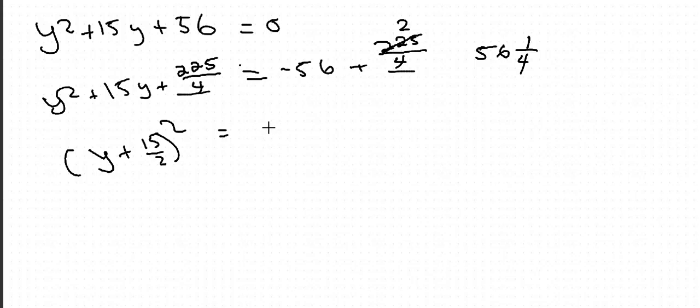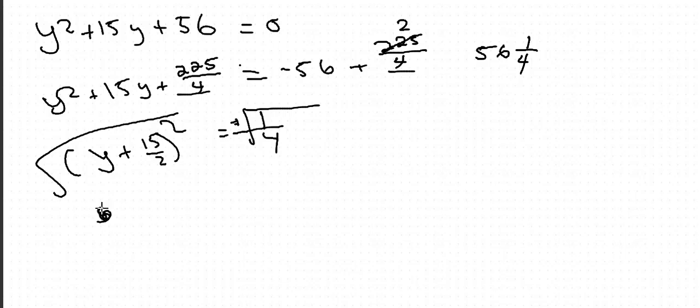Okay, now subtract the 56. What do you have left over on this side? 56 and a fourth minus 56. 1/4 is what I have. And square root both sides. Y plus 15 over 2 equals plus or minus square root of 1/4.